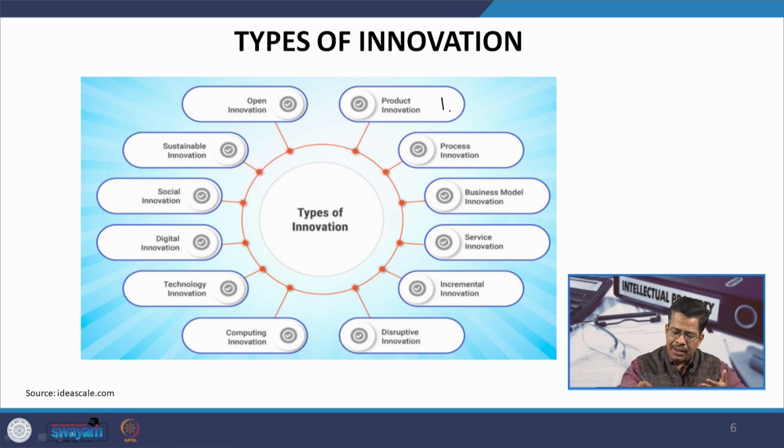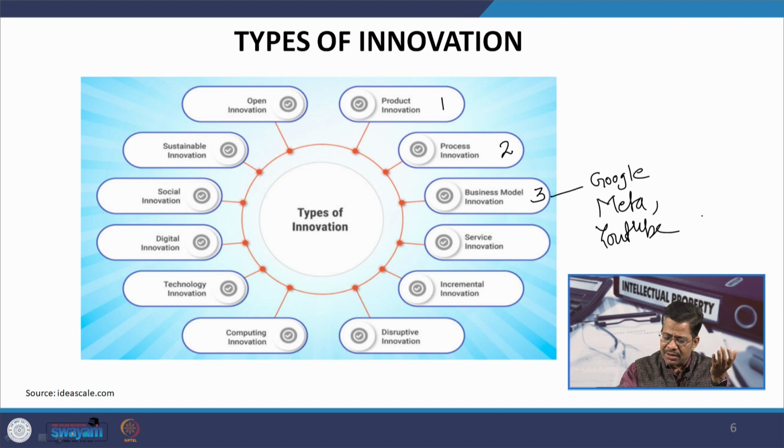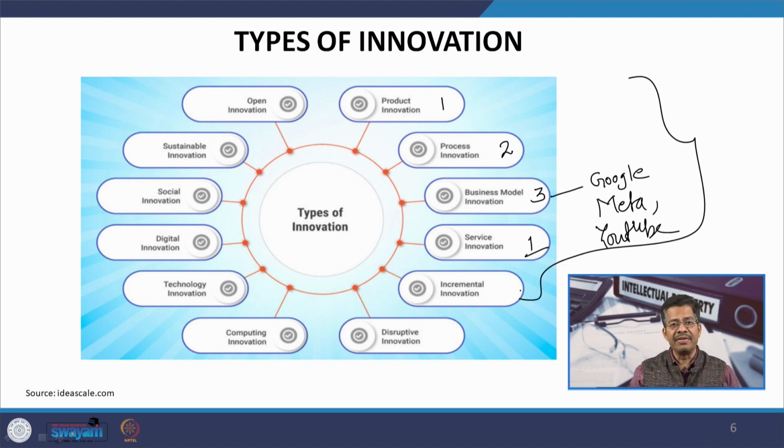So, similarly, here also we have product innovation, process innovations, business model innovation, where we are looking at what are the new streams of revenue generation, how you are able to identify new streams of revenue generation. Some of the fantastic examples like Google, Meta, YouTube, all these are examples which have done fantastic business model innovations. Service innovation is related to product innovation itself. So, this is one set of classification.